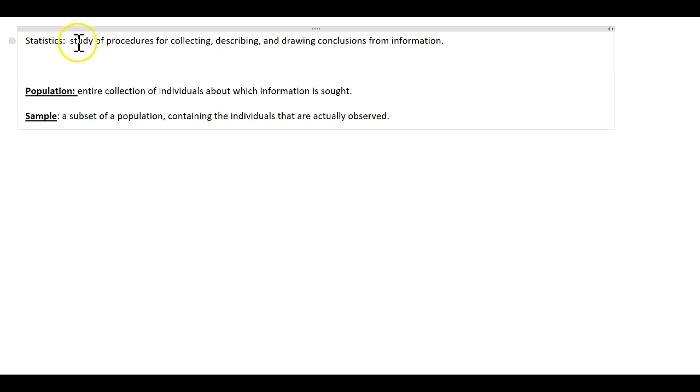And that's what the definition of statistics is. Statistics is the study of procedures for collecting, describing, and drawing conclusions from information. Meaning that we're gathering all of this information via surveys or telephone calls or just regular databases. We have to describe it, we have to collect it, and then we have to draw these conclusions from it. That is the world of statistics.